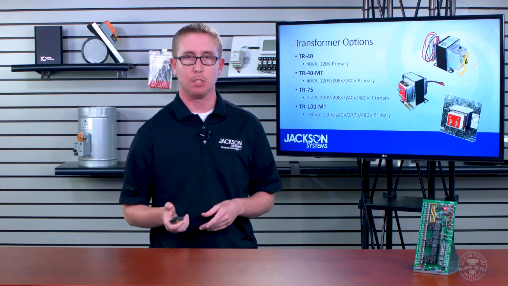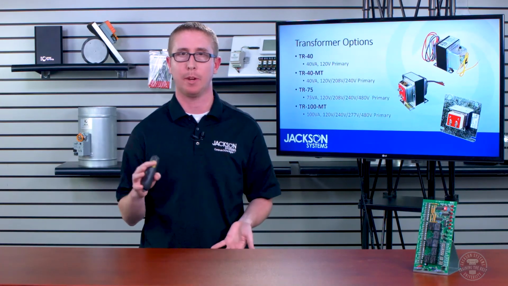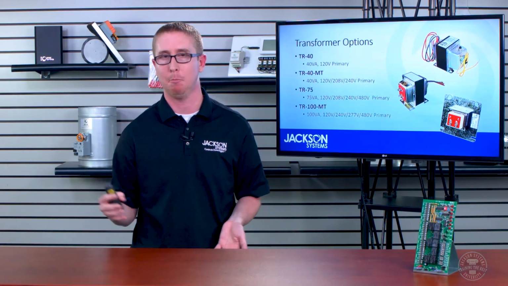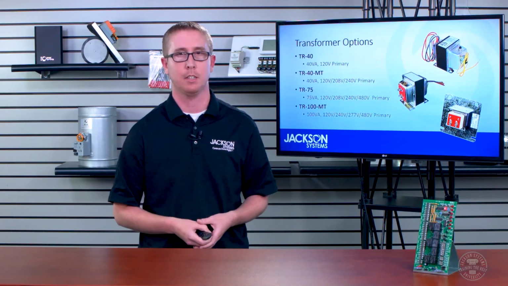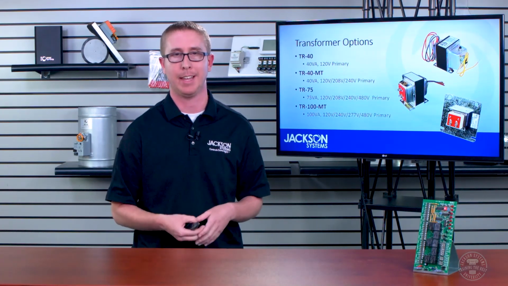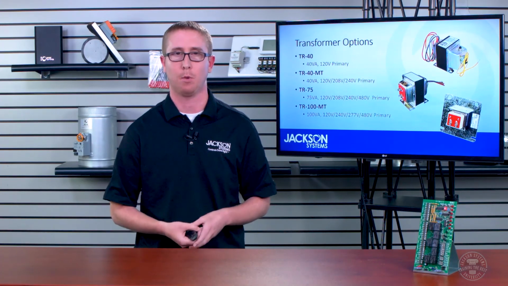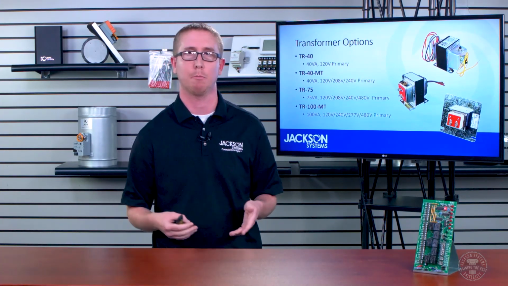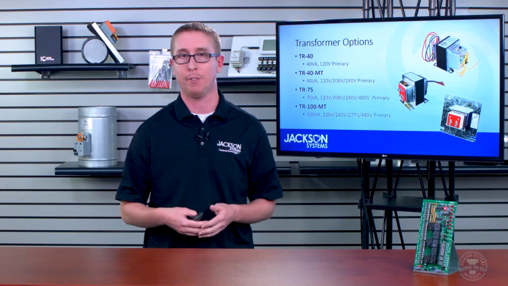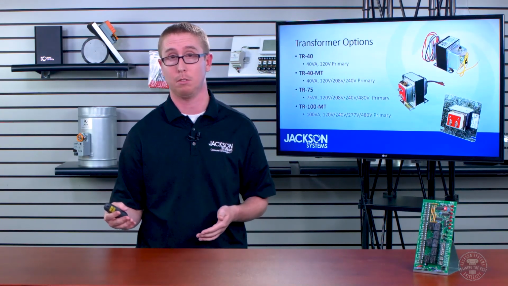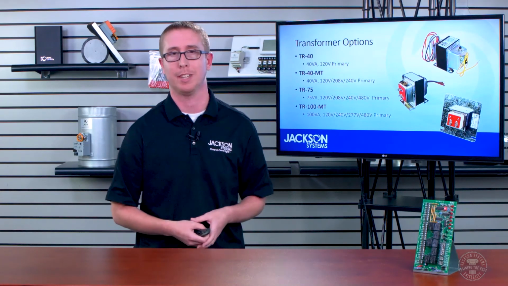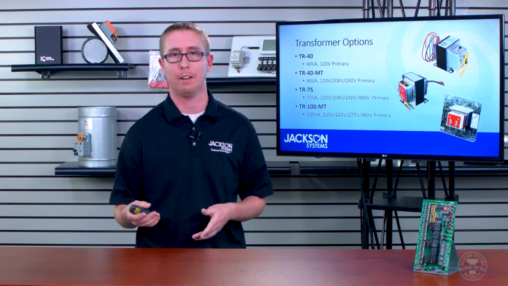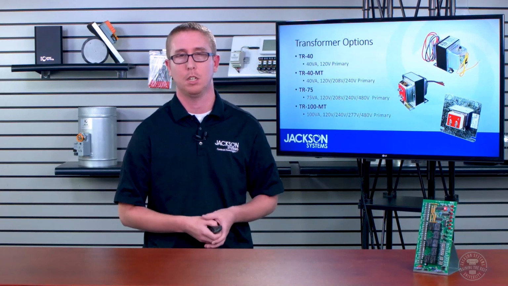Transformer. So here are kind of the main 4 that we offer here at Jackson. We offer a huge amount, but these are the 4 that I've found the most prevalent. The TR40, so this is going to be the one that we put in the IO kits. It is 40 VA and has a 120 volt primary voltage. If you need something other than 120 volts on the primary side, you would go to the TR40 MT. So that will give you the 208 volt and the 240 volts.